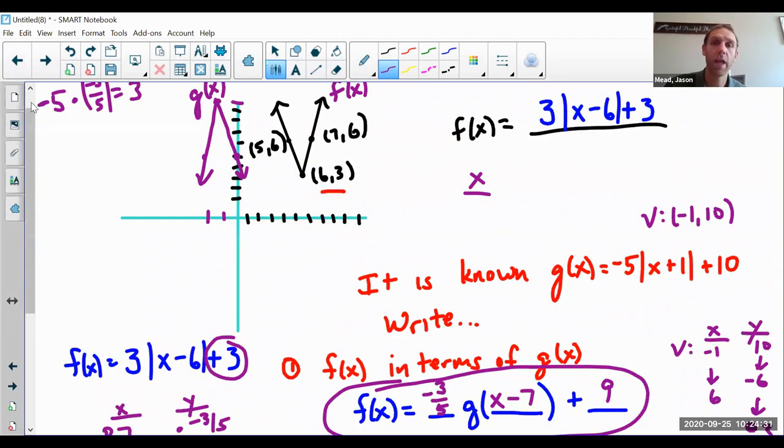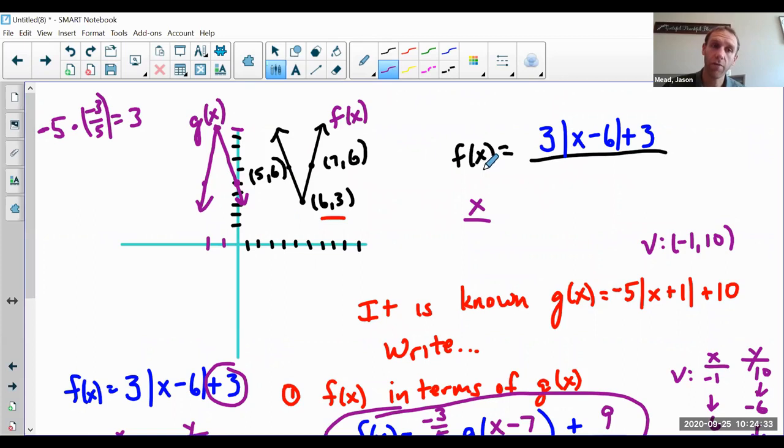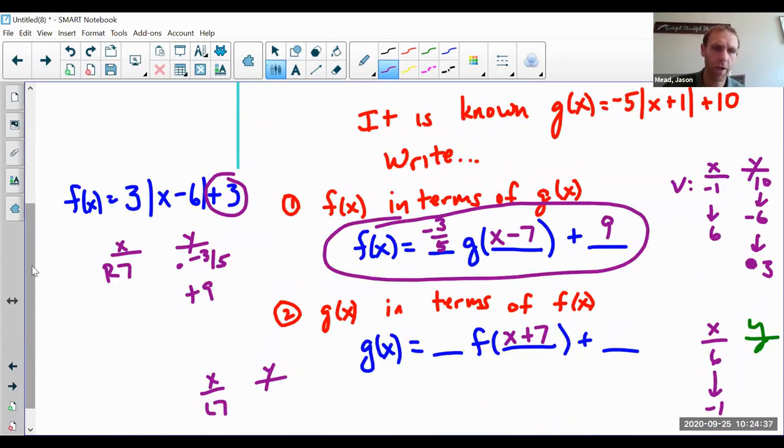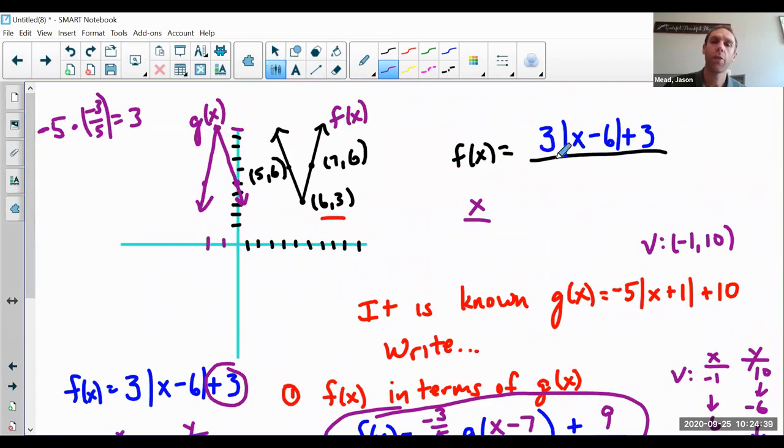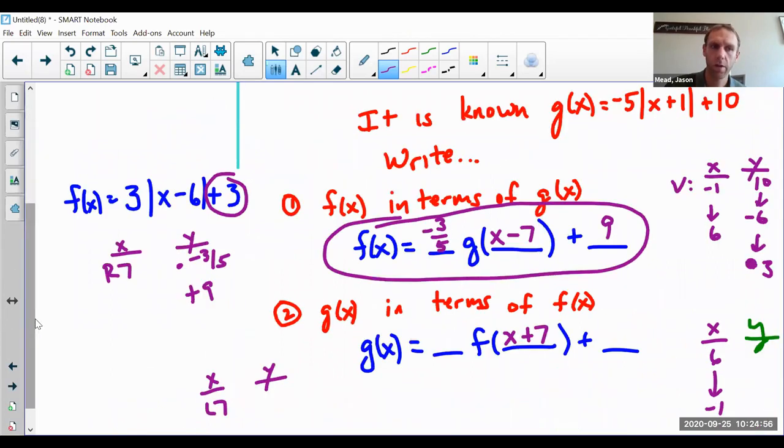So what happened in f? I'm going from f to g, right? So I had 3, and I need to get to negative 5. So how do I get from 3 times something to be negative 5? I multiply by negative 5/3. Okay, so I multiply by negative 5/3.